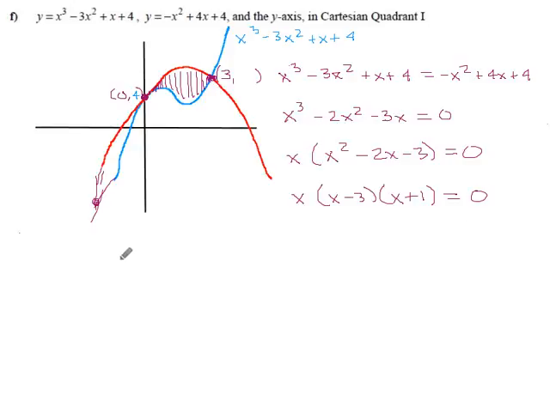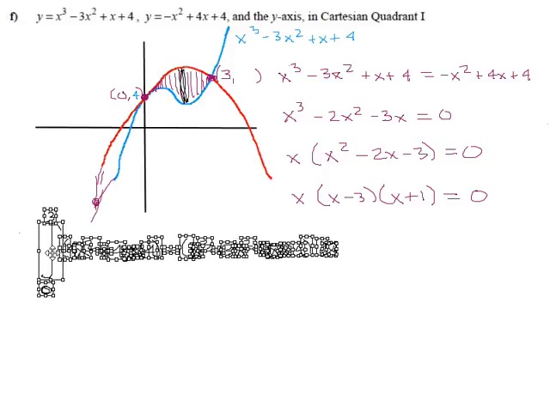So if we're finding an area there, we're constructing all these area rectangles, their tops would be minus x squared plus 4x plus 4. Their bottoms would be the cubic, x cubed minus 3x squared plus x plus 4 dx. And we're integrating from 0 up to 3. I can feel that this is going to take a lot of space, so let's start conserving right away.